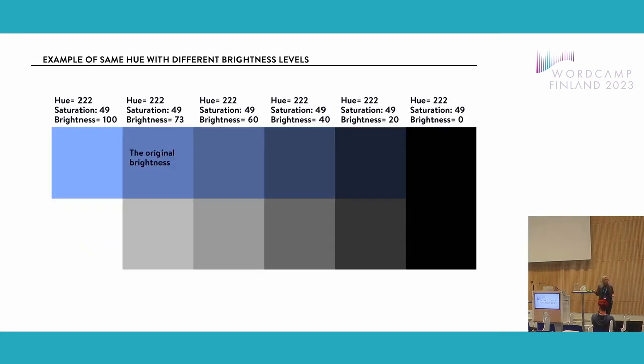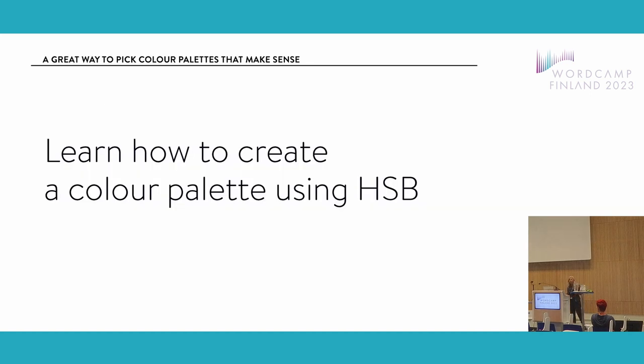This is an example of the same hue with different brightness levels, starting from 100 and going down to zero, and the row below is the same color but with zero saturation, which makes it really grayscale. And this is how you can create an accessible palette. So this is a really good way to create color palettes that make sense.